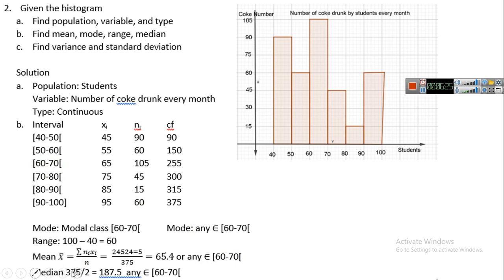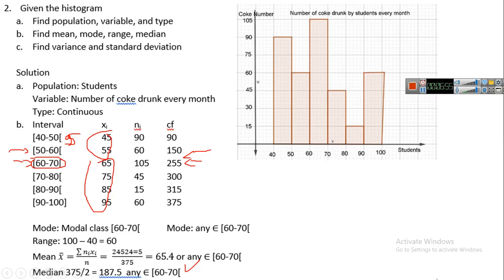The median: we divide 375 by 2, which is 187.5. So now 187.5 is between these two numbers. So either this is the median class or this is the median. We count here, we have only 95 up, and down you can see we have more. So this is the median class, or any number between 60 and 70.